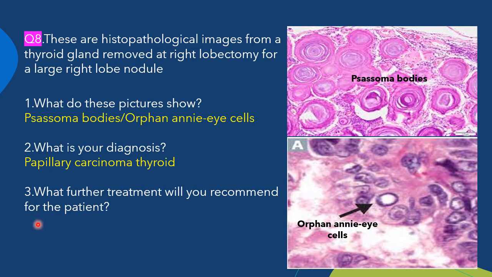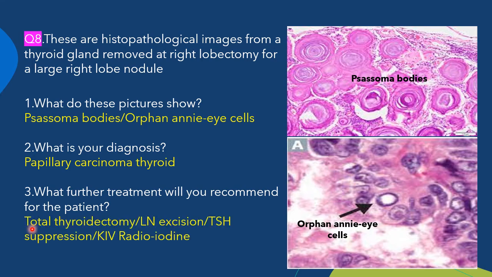What further treatment will you recommend for the patient? Total thyroidectomy with lymph node excision, level 6 lymph node excision, TSH suppression with thyroxine, and consider the use of radioiodine ablation of metastasis.